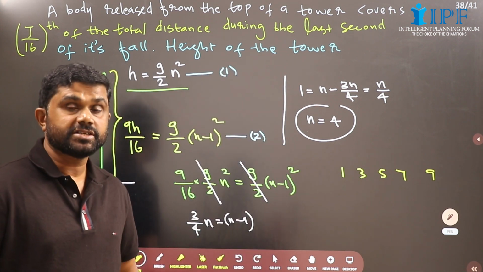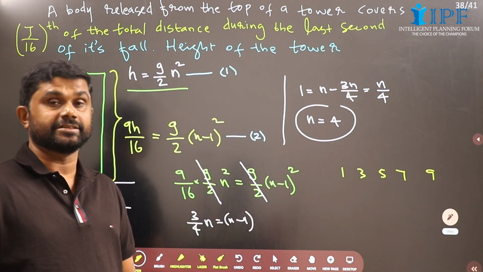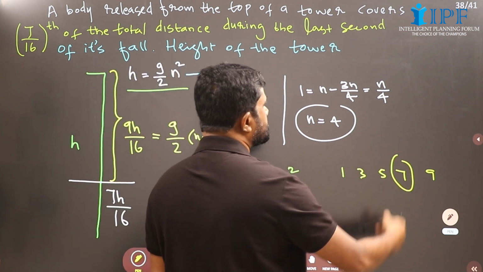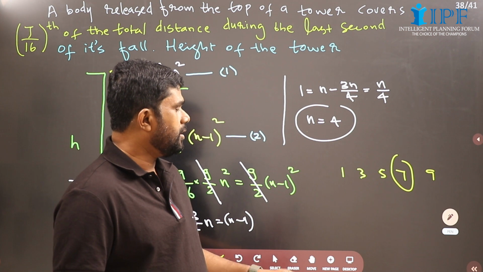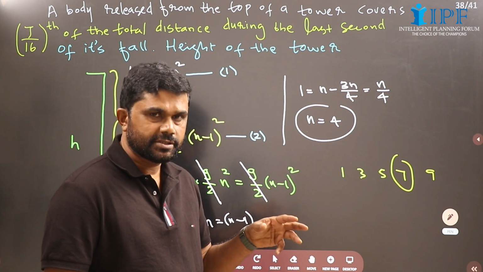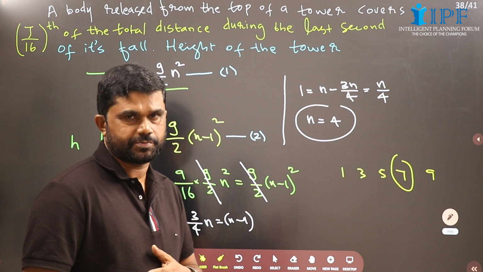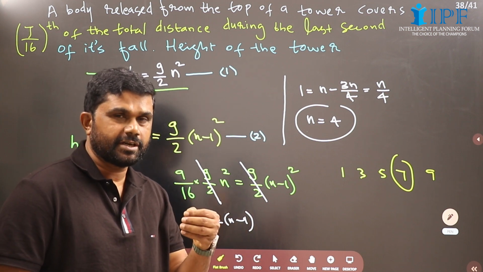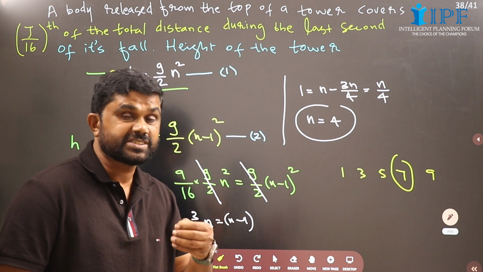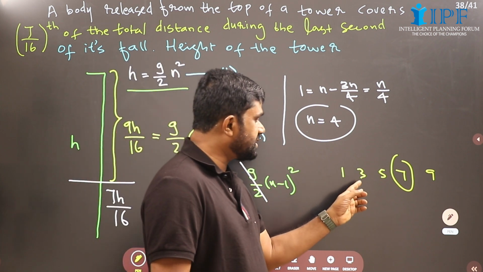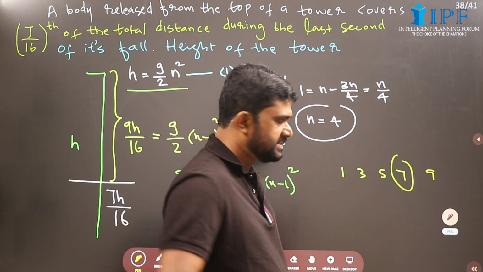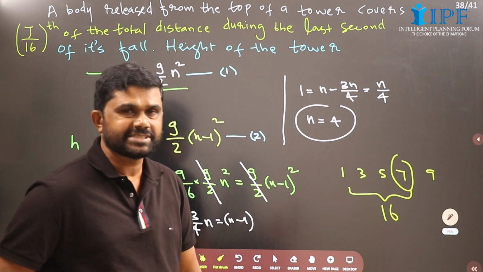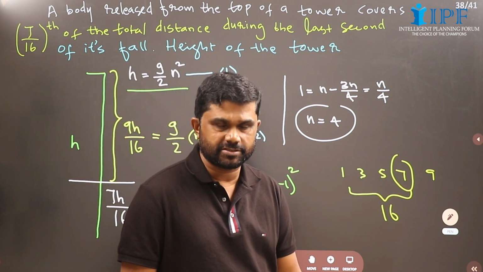Okay, it covers 7 by 16th. In that 7 by 16, that 7 is this 7 actually. See, in the 4th second it covers 7 parts of the displacement, and 4 seconds means the displacement covered in the first 4 seconds, that is 1 plus 3, 4, plus 5, 9, plus 7, 16. See, the sum of all these is 16. So 7 by 16th will be covered during the 4th second.